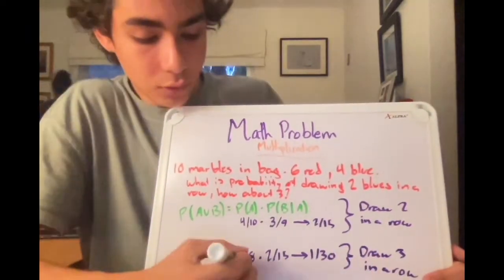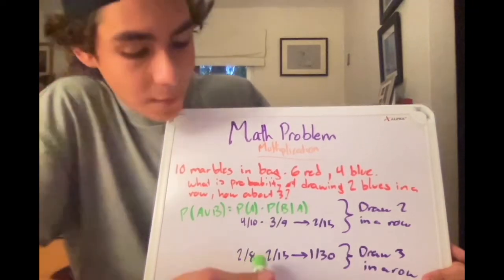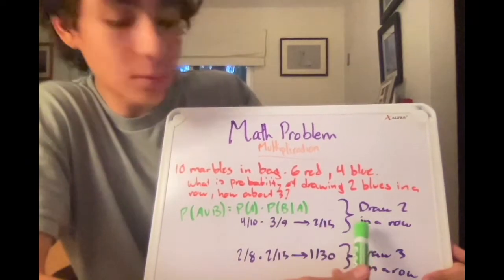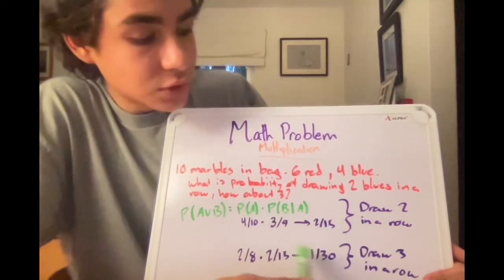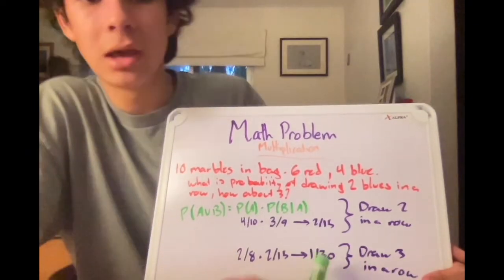You end up with 2/8, which is basically you have 2 blue marbles out of the 8 marbles in total. Now, if you multiply this fraction by 2/15, what we got by drawing the second marble, we get at the end 1/30. So, if you want to draw 3 marbles in a row, it's going to take a 1/30 chance if you want to achieve it.